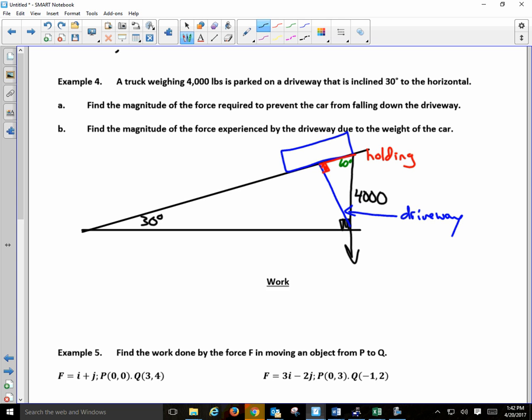This is simply a horizontal and vertical component piece. So in A, we have the horizontal component, and in B, we have the vertical component. So how do I calculate the horizontal component? This is what we've been doing all along. Cosine of theta times the magnitude. 4,000 times the cosine of 60 degrees. Anybody know what cosine of 60 is? 1/2. So 4,000 times 1/2 is 2,000 pounds of force.